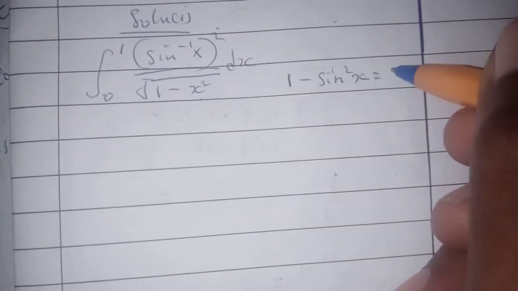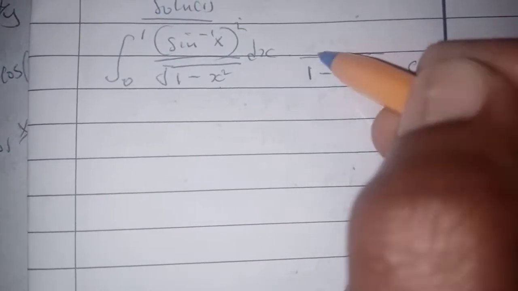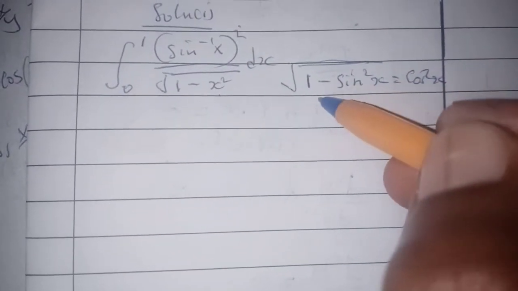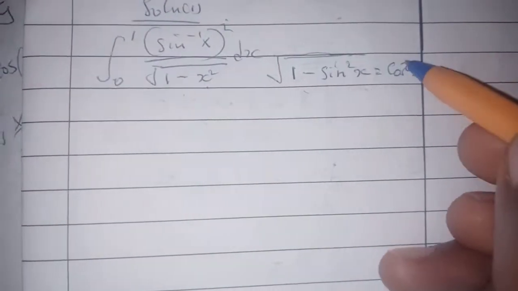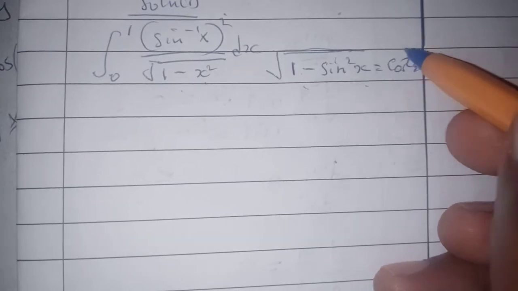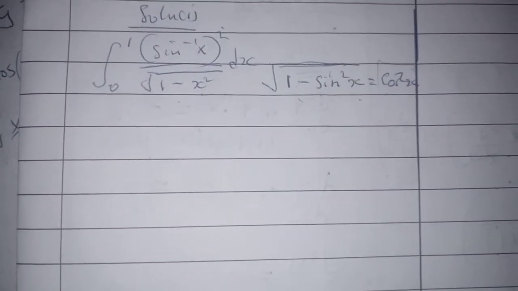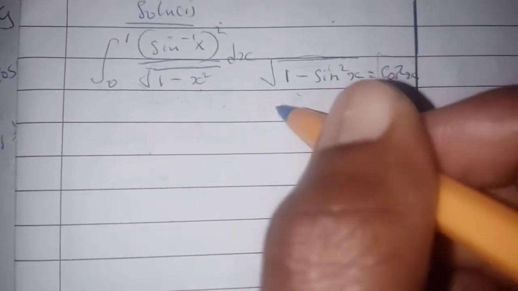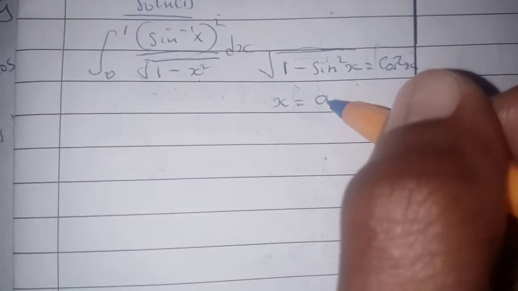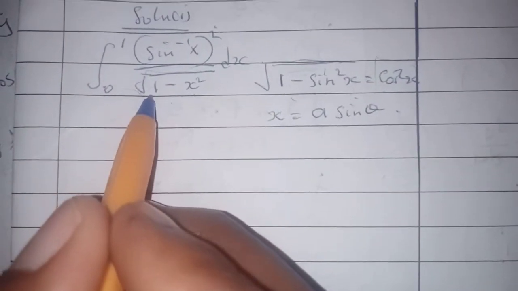Cos squared x. Then it is easy for us to find the root of 1 minus sine squared x when we substitute it here. Then it becomes cos squared x. Now we have to substitute x with something. When you find such a scenario, we substitute x with a sine theta.